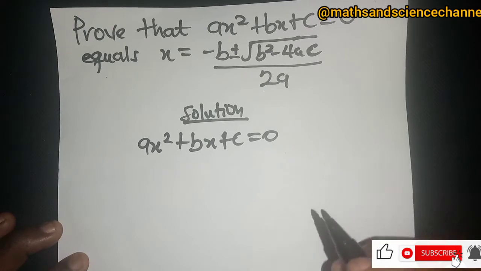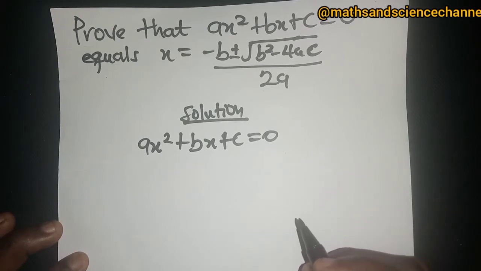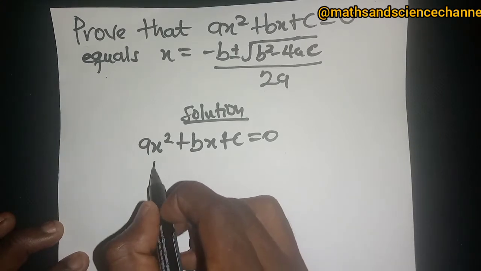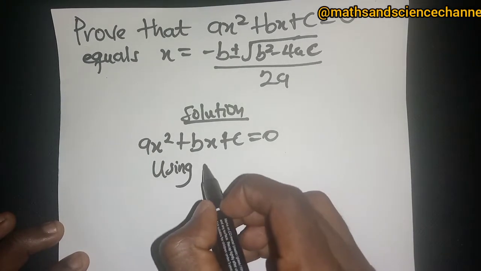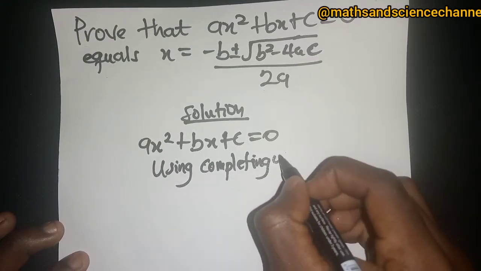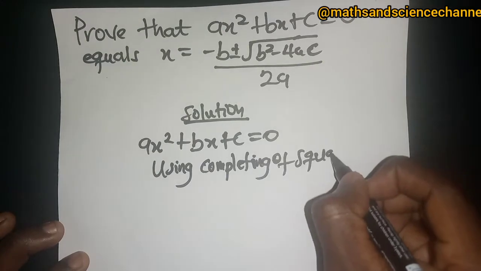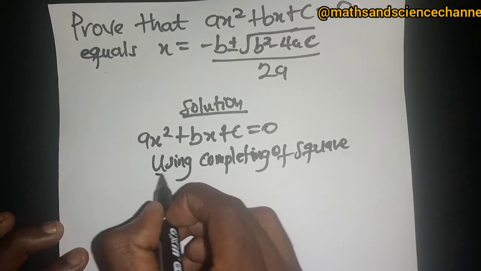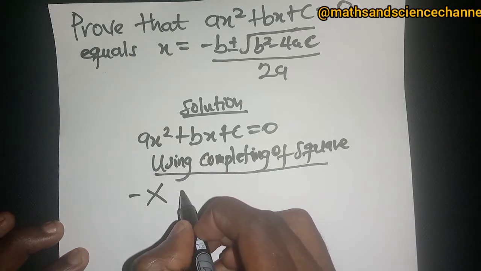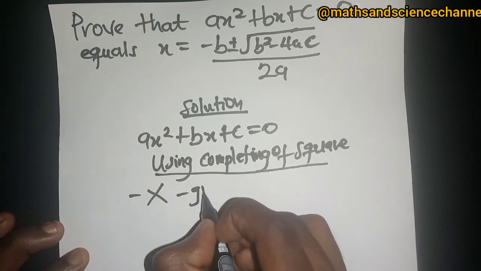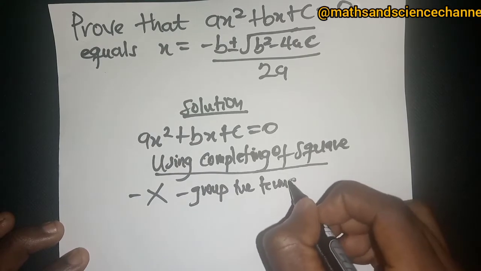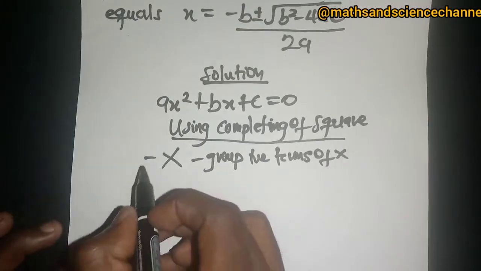So what we're going to do next is use completing the square to solve this quadratic equation. So using completing the square, that's what we're going to use. First, we are going to group the terms of x.